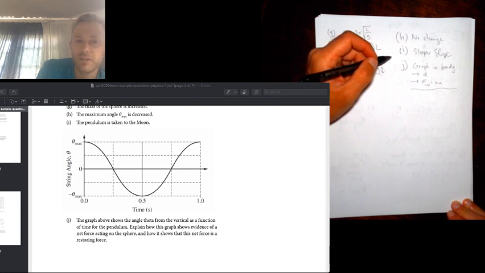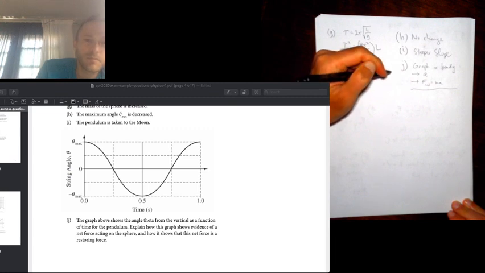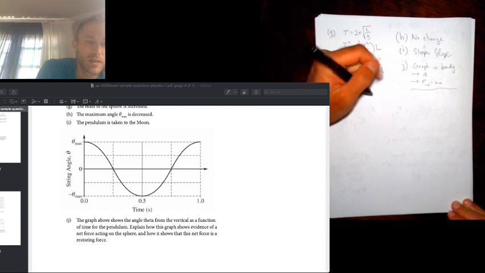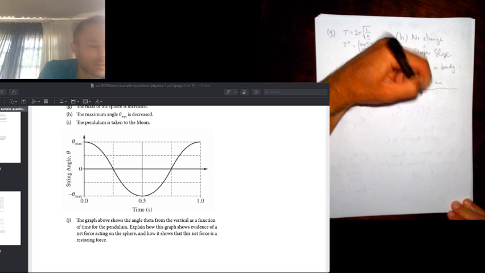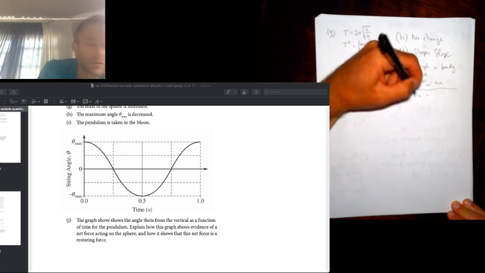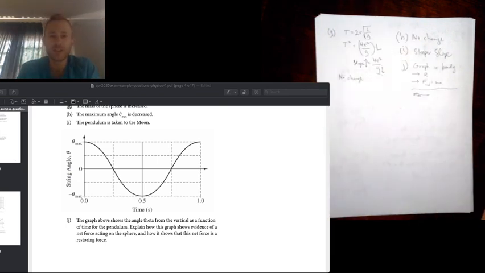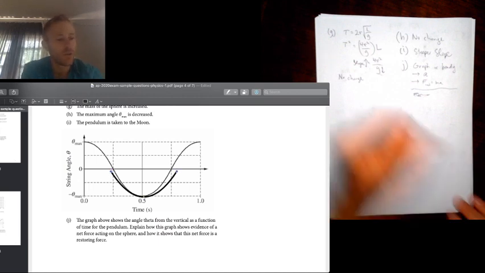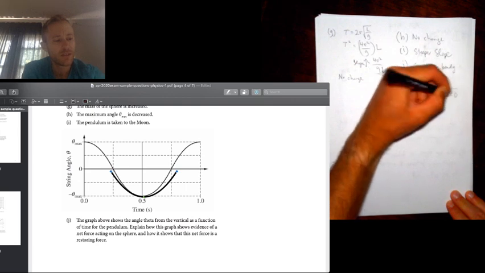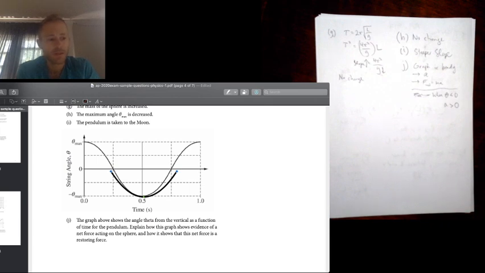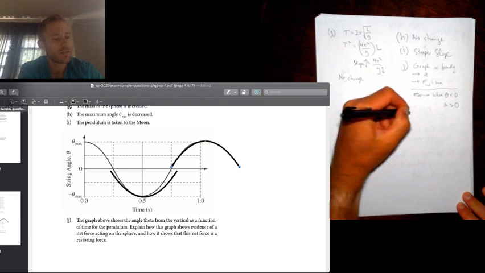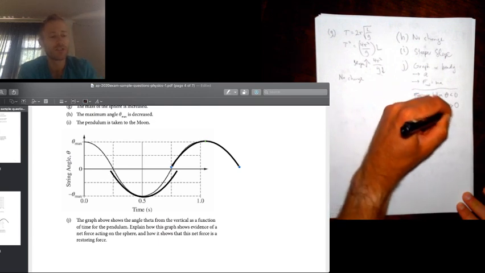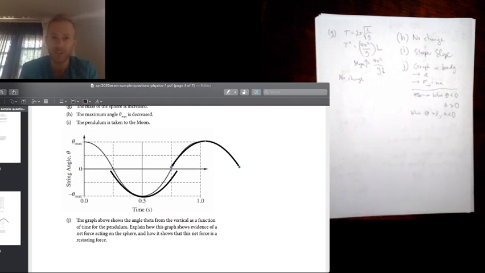Why do I say that the net force is a restoring force? Basically, we can see that the angle, or I would say, notice how when the string angle is negative, the acceleration, this graph is bendy up. So I would say when theta is less than 0, the acceleration is greater than 0. It's bendy up. When the angle is positive, it's bendy down. So basically the acceleration and the angle are always in opposite directions. So that means that there's something that's trying to get you back to theta equals 0. Okay?